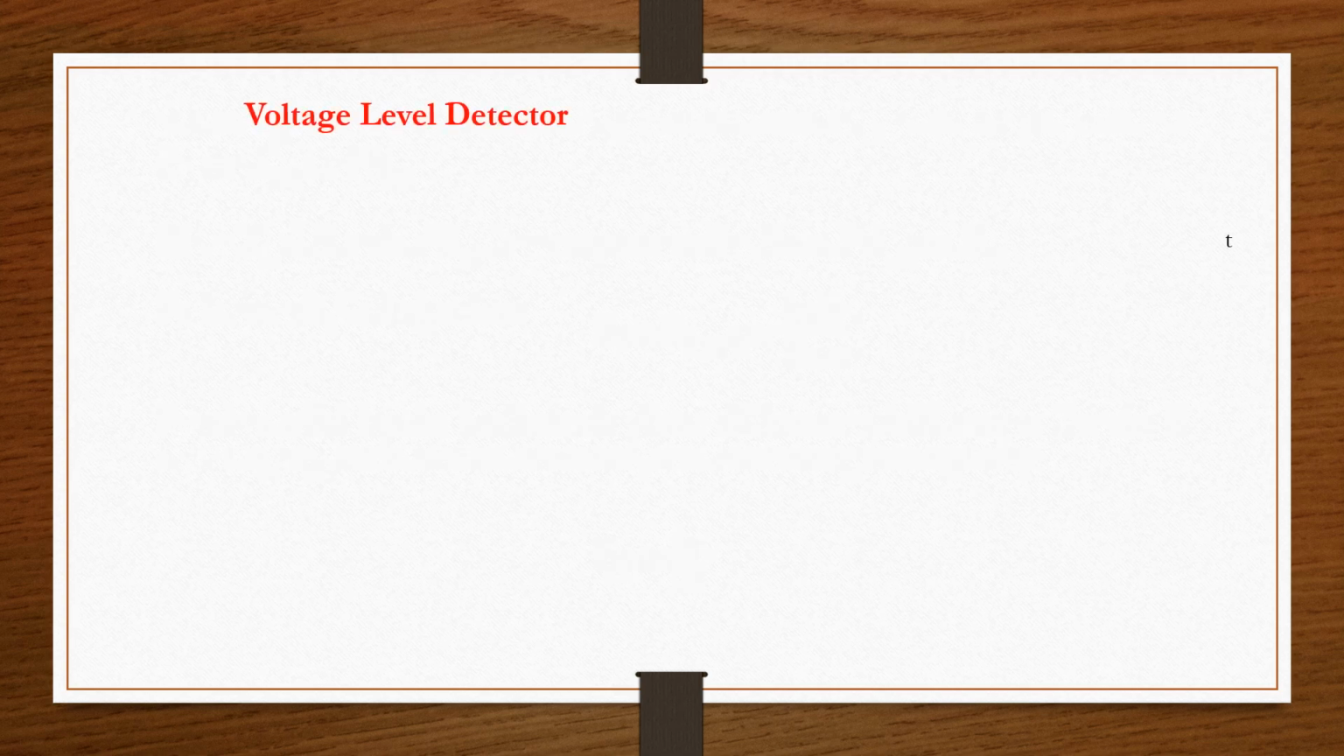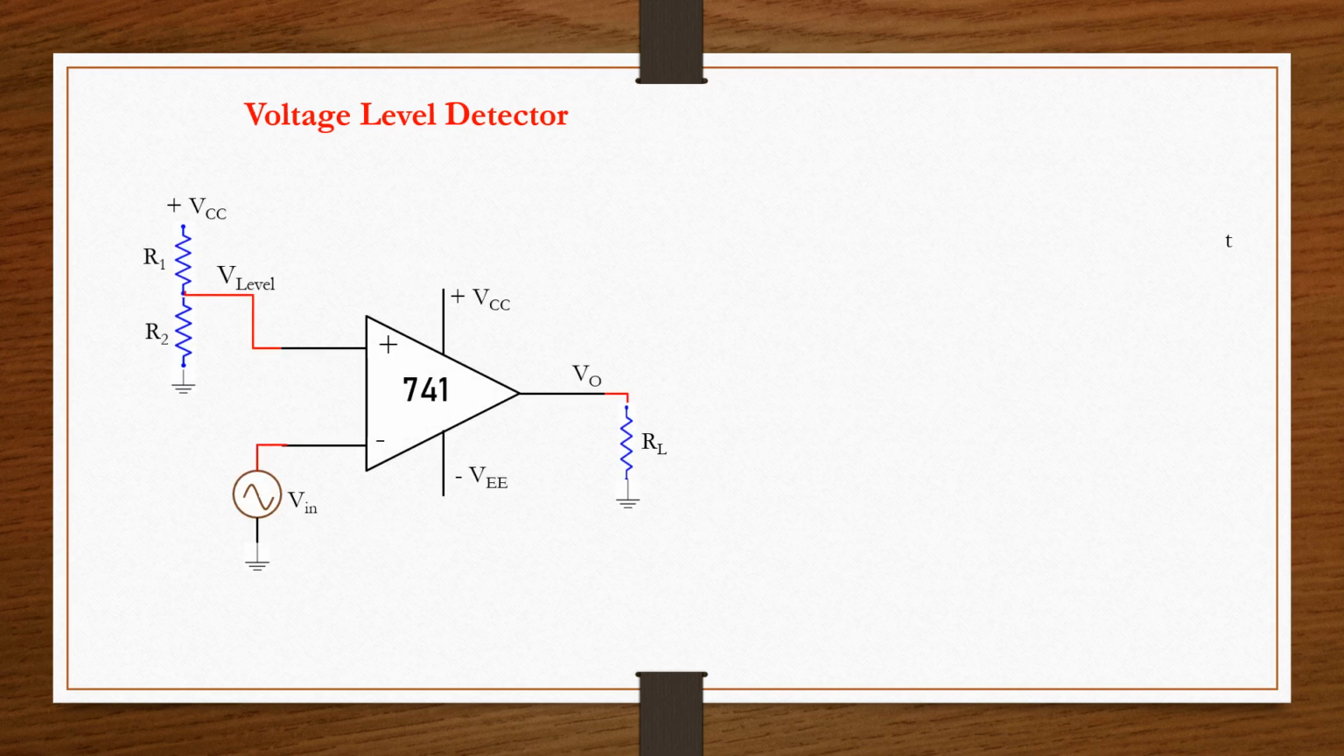Another type of detector is what we call a voltage level detector. In this circuit, one of the op amp input terminals is biased to the input voltage which is to be detected. The non-inverting terminal is biased to V level, which is the drop across the resistance R2 and can be set to the level to be detected.